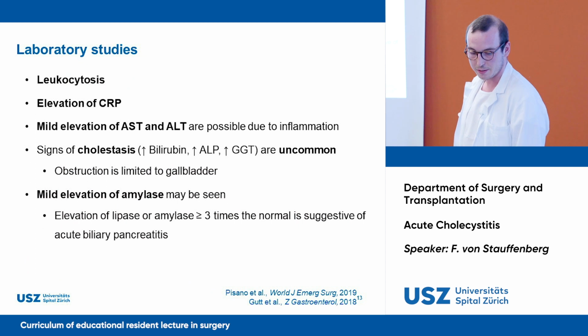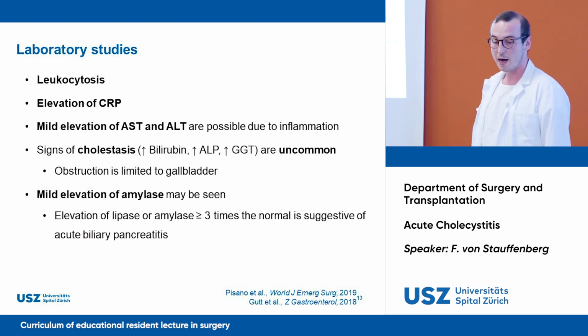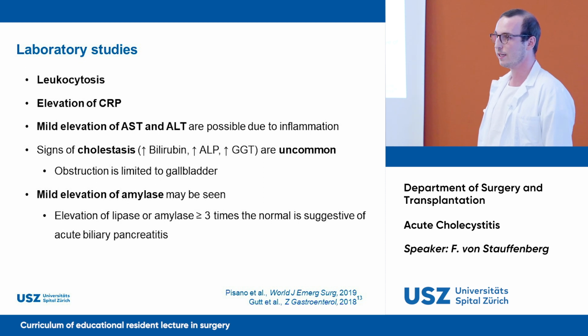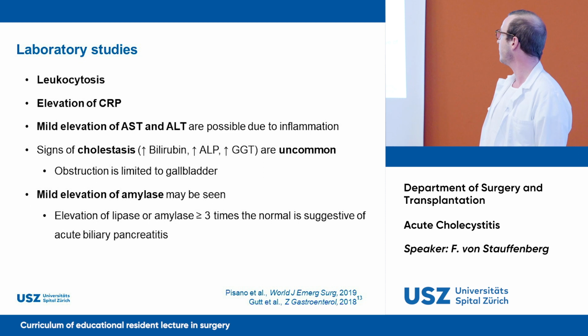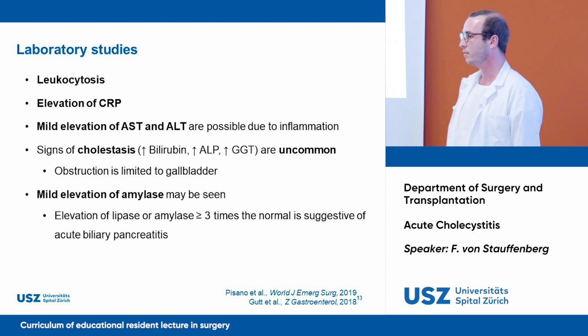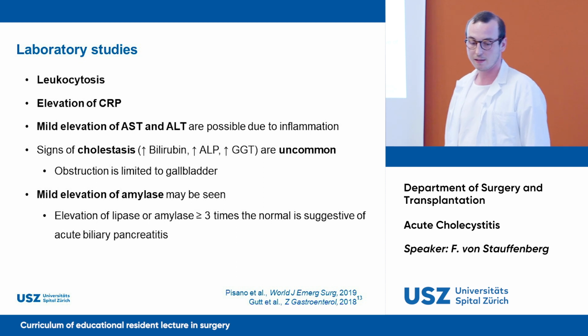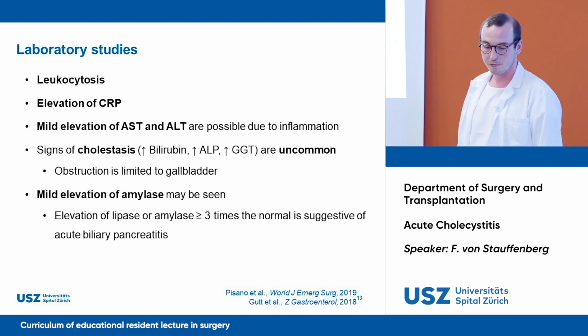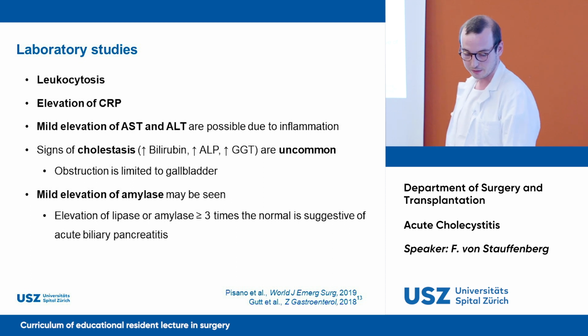In laboratory studies, we will see a leukocytosis as well as an elevation of CRP. We might see a mild elevation of AST and ALT due to inflammation of the liver next to the gallbladder, while signs of cholestasis are uncommon because the obstruction is only limited to the cystic duct. We might see a mild elevation of amylase, but be careful if you see an elevation of lipase or amylase over 3 times the norm, which indicates the important differential diagnosis of acute biliary pancreatitis.